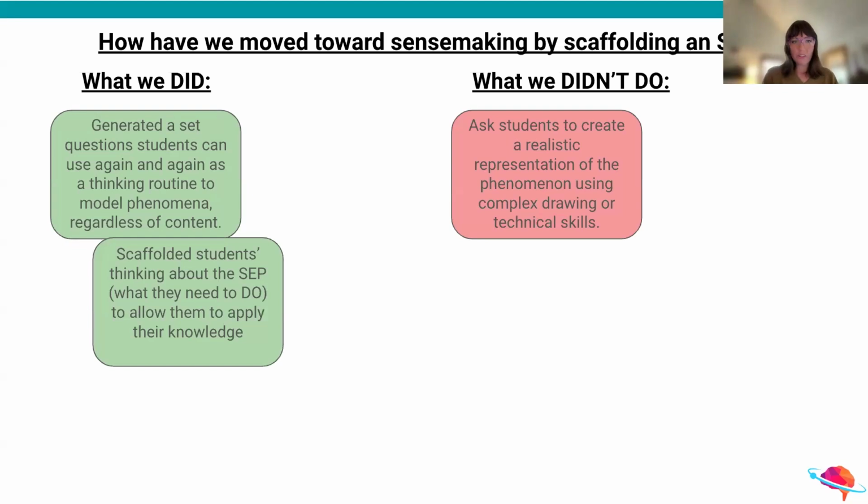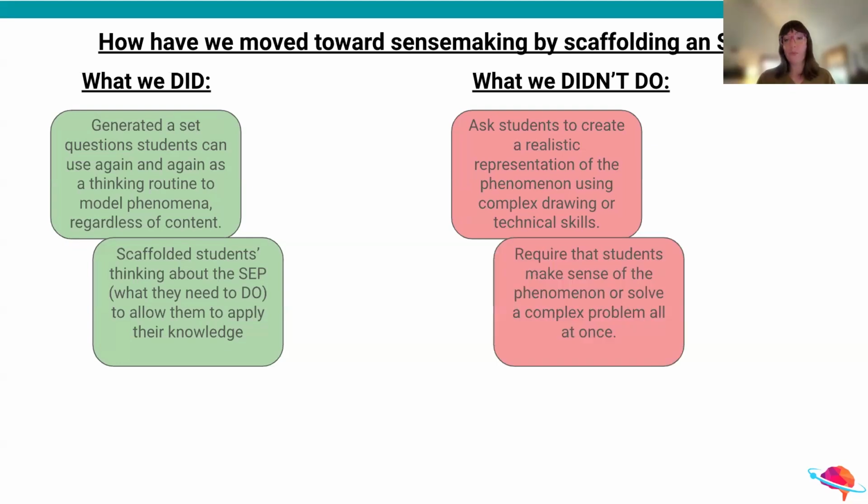So we have also scaffolded students' thinking about what they have to do so they can apply what they know, right? What do I have to know and what do I have to do? Now we're breaking down what they have to do so they can access and apply what they know, in order to make sense of complex phenomena or solve complex problems. We have not required that students make sense of the phenomena or solve the problem all at once. In other words, we haven't just slapped that big free response question down in front of them and said, okay, draw a model.